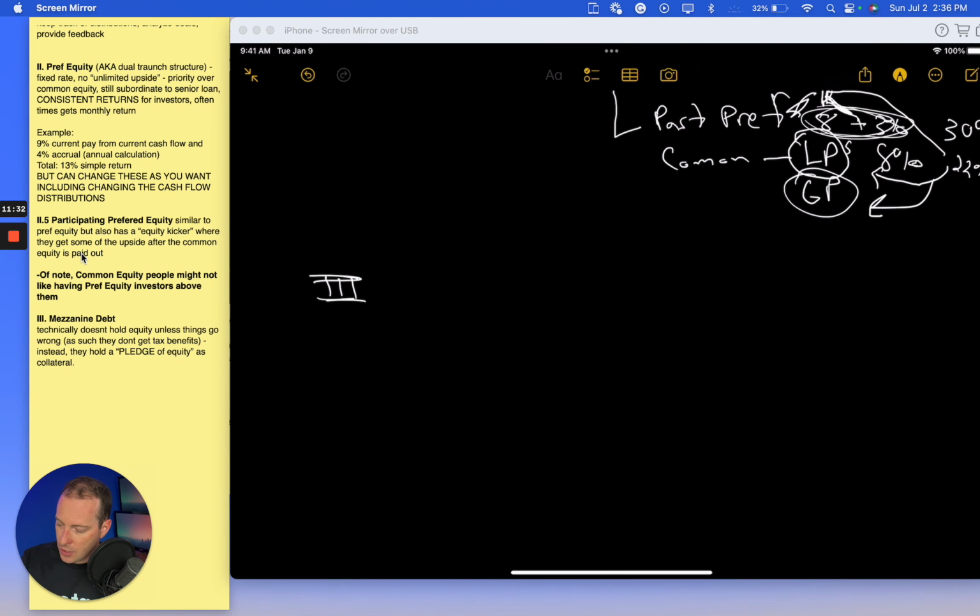That was Roman numeral trace. Mix of Roman, Spanish, and everything. All right. That's mezzanine debt.